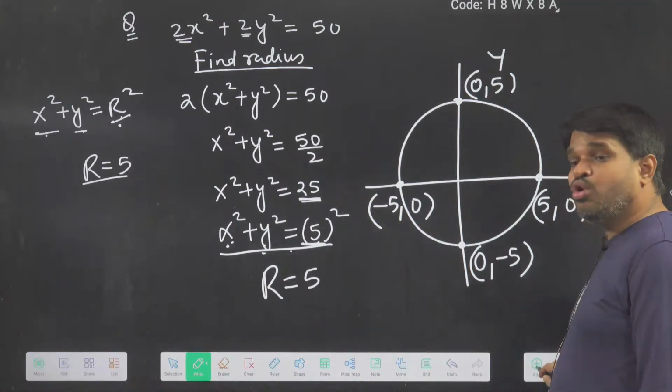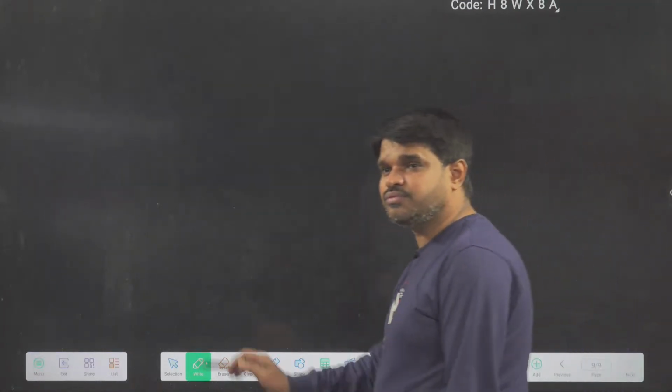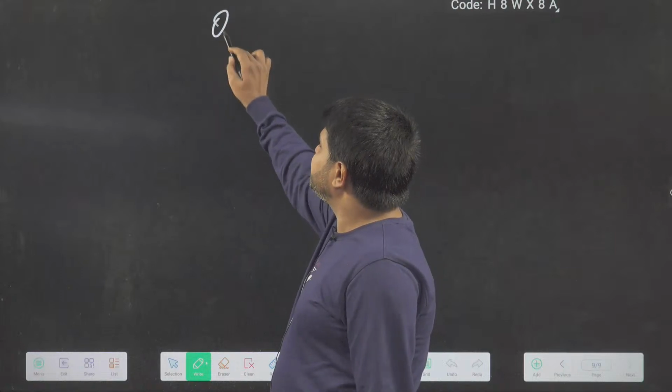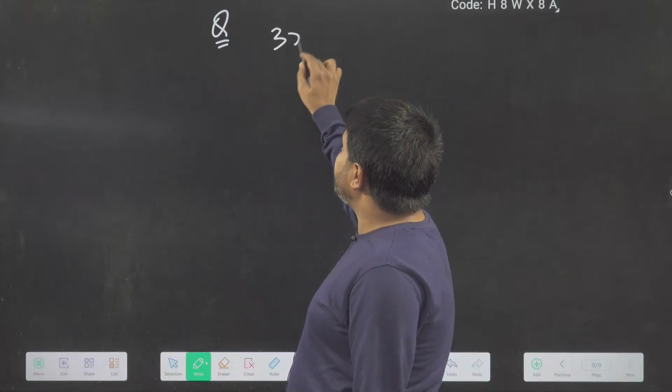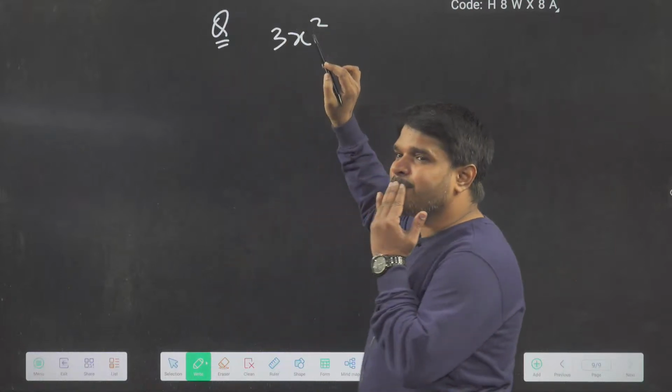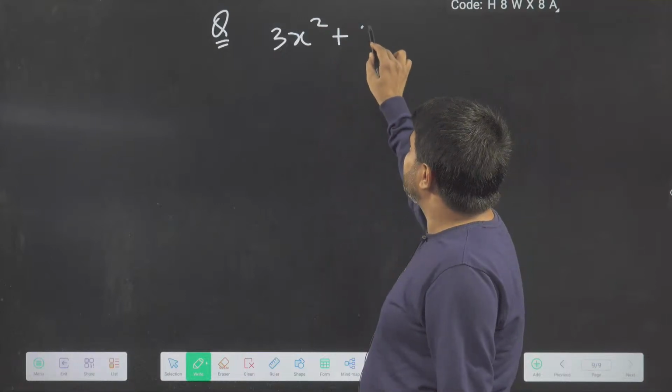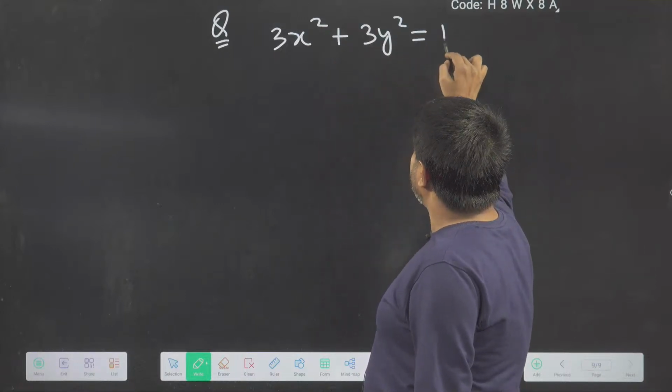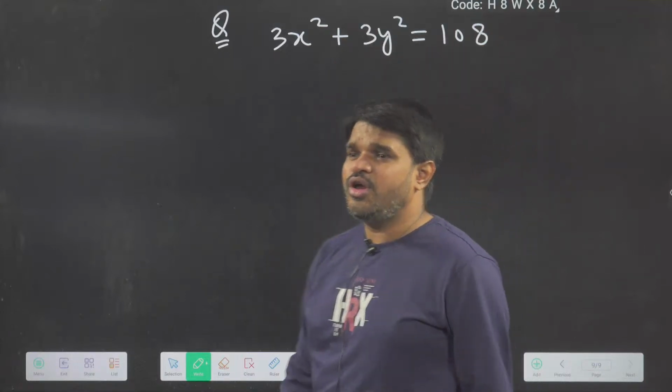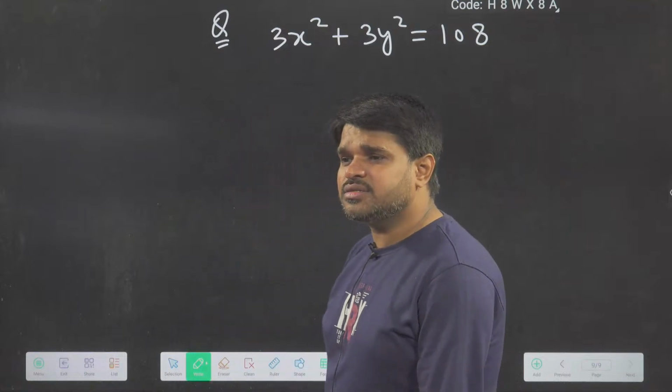Okay. So everyone do this question. 3x square plus 3y square equals 108. Find the radius.